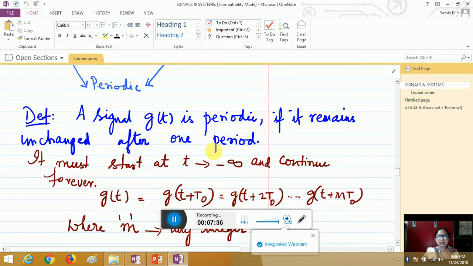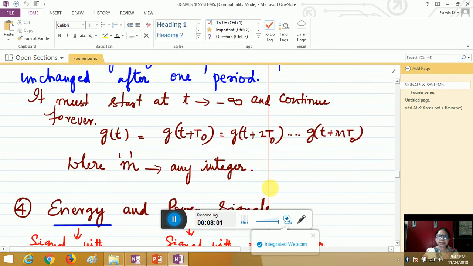Definition: a signal g of t is periodic if it remains unchanged after one period. So it must start at t tending to minus infinity and continue to plus infinity. That means it's forever. So we can say g of t is equal to g of t plus t naught, which is equal to g of t plus 2t naught, etc., up to g of t plus m t naught, where m is any integer. These are all the things.